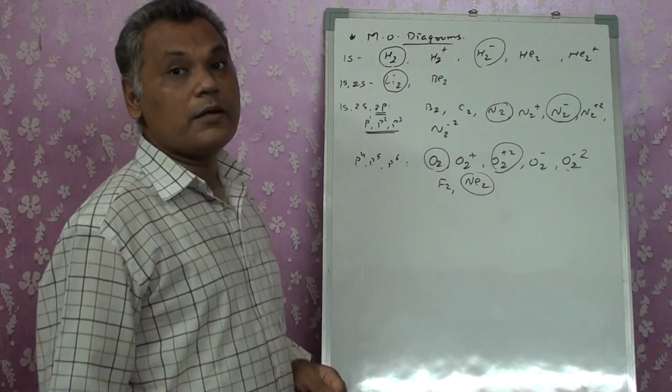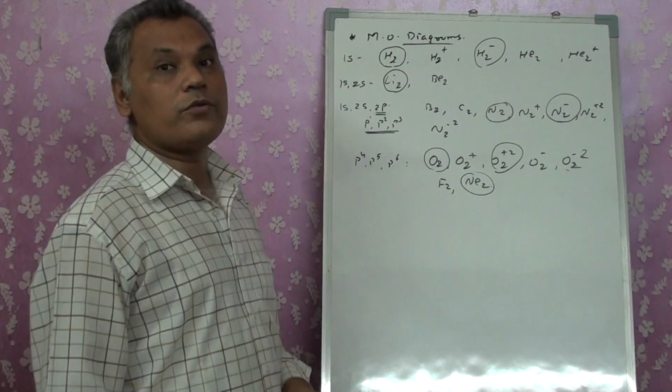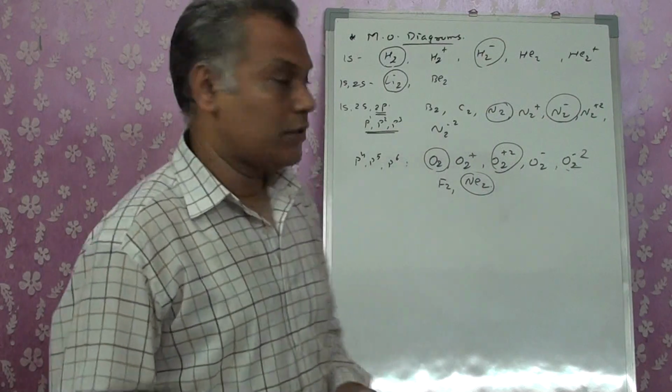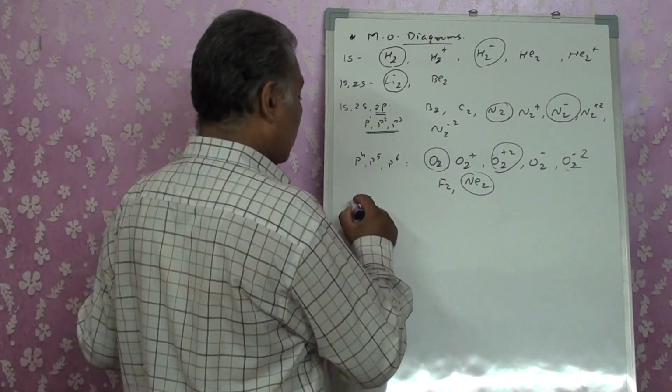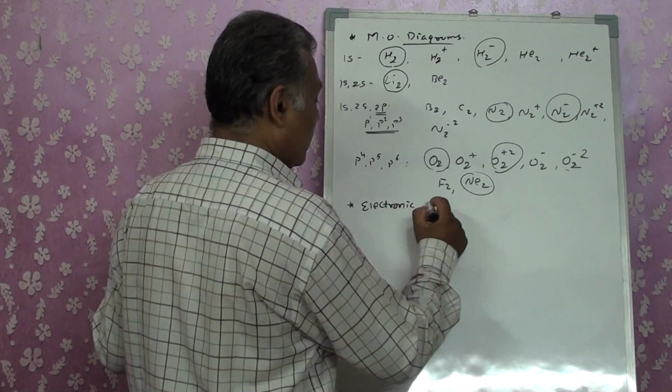Once we draw the diagram, we will also have to calculate certain things. The things to calculate are: electronic configuration.